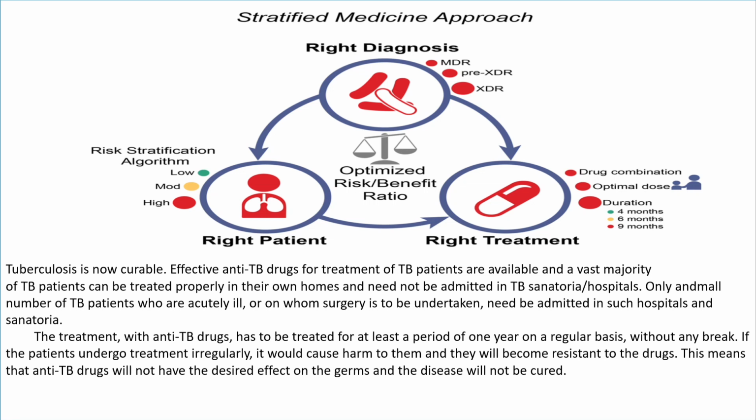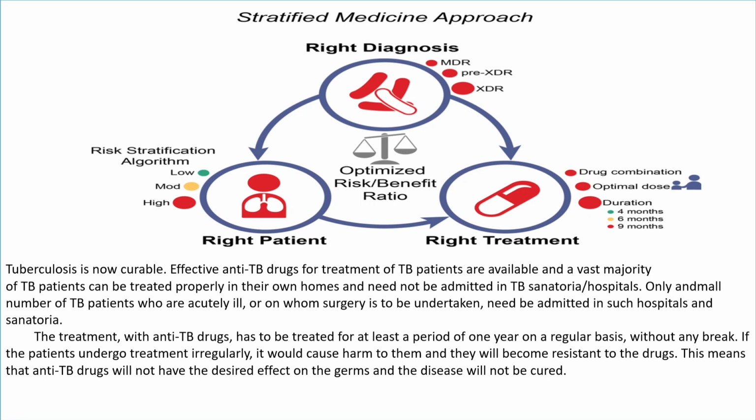Effective anti-TB drugs for treatment of TB patients are available, and the vast majority of TB patients can be treated properly in their own homes and need not be admitted to TB sanatoria or hospitals. See, these days, when somebody is suffering from tuberculosis, he or she may not even need to be admitted to the hospital. They can get the treatment at home only. They have to take proper rest, they have to isolate themselves, and they have to follow the instructions given by the medical experts.